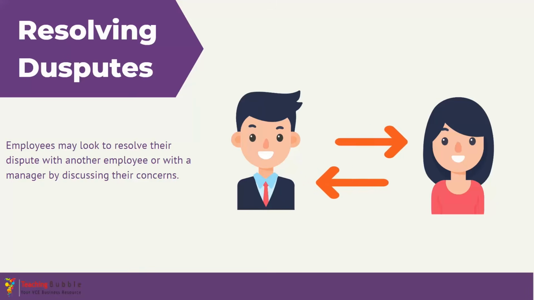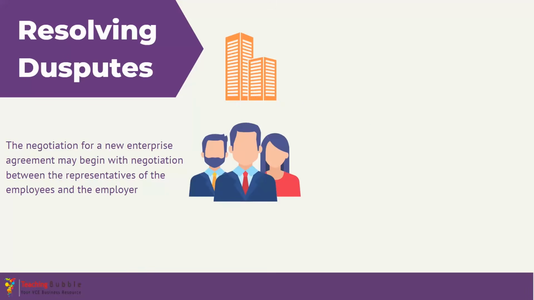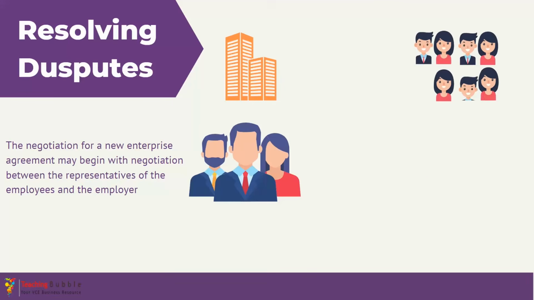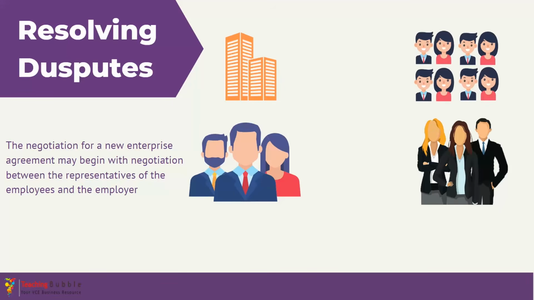And hopefully, therefore, after that discussion, the dispute's resolved. Or it could be in a situation where the current enterprise agreement has expired and it's time to negotiate a new agreement. You've got the representatives of the employer on one side and the union representing the employees on the other. And the first step would be for both parties to lodge what they want implemented in the agreement and then to begin negotiating between themselves with the aim of coming to an agreement.